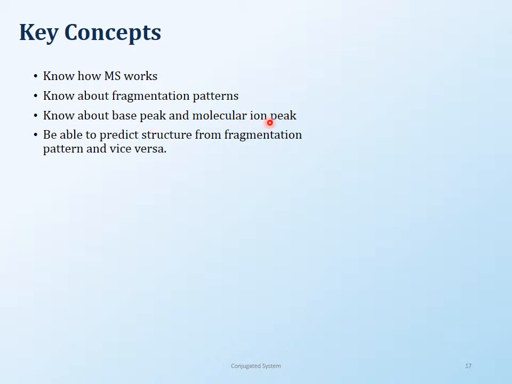The molecular ion peak gives you the mass of the entire compound, and the base peak of course gives you the most stable fragment, okay, whether it's an ion or radical, but it'll give you the most stable fragment, and that also helps you figure out what the structure might be, okay. And then in some cases with small molecular masses, you should be able to predict some structure, okay, and fragmentation and vice versa. If I give you a mass spec, you should be able to give me some sort of a structure for it. If I give you a structure, you should be able to tell me what kind of fragments I should look for.